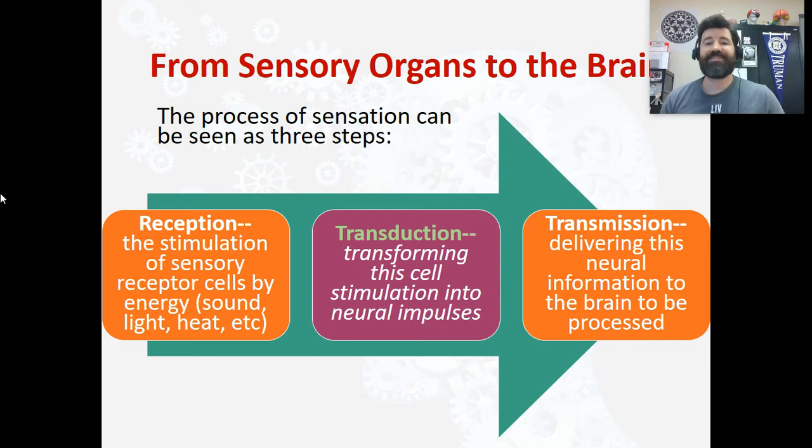Then the third step is getting it to the brain. It's the process of transmission. So it's taking that message and actually sending it to the central nervous system, specifically to the brain for processing. Now, something interesting can happen.